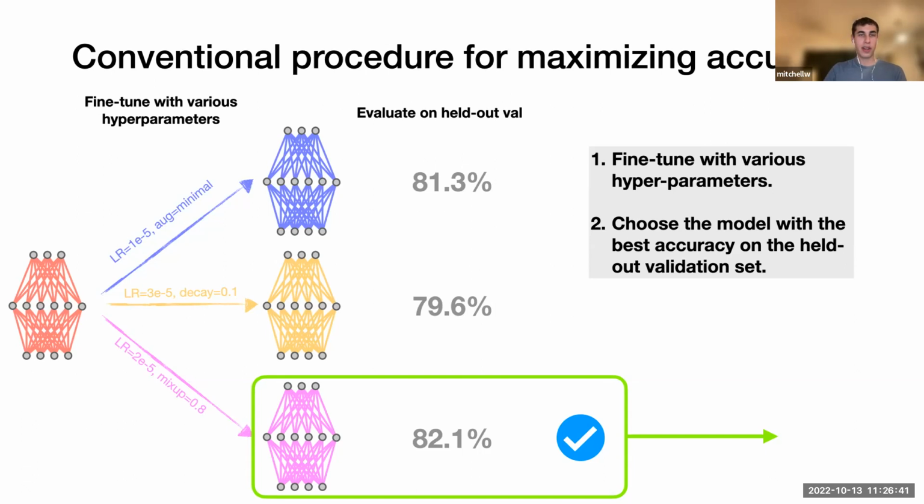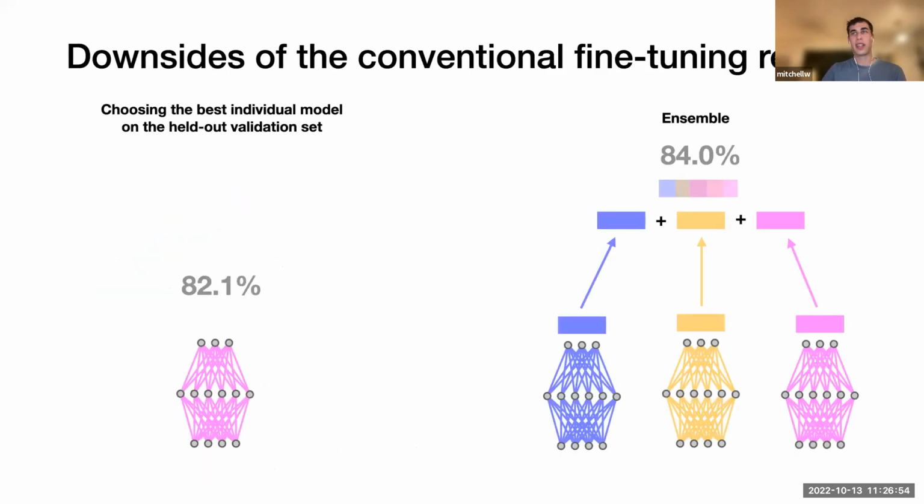But this conventional procedure of selecting the model with the best accuracy on the held out validation set and discarding the remainder has a series of downsides. For one, the model predictions are actually complementary, meaning that if we were to take a bunch of these models, run the data through all of them, and ensemble their outputs, we know that this would likely improve performance. So by throwing out these models, we're leaving some performance on the table. Albeit this ensembling comes at the cost of added cost during inference, because now you have to actually run it through all of these different models.